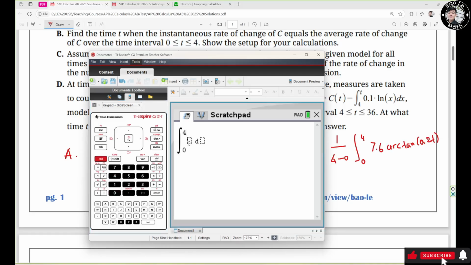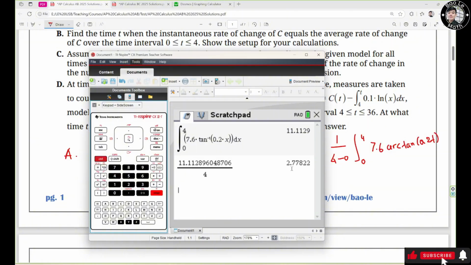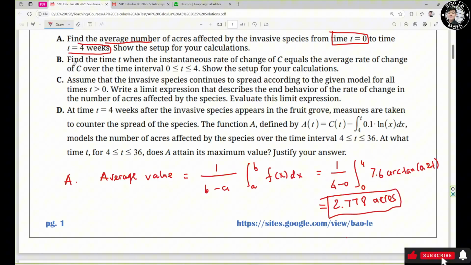And you hit enter. The answer is 11.1129. Now you need to divide by 4. Hit enter. It's going to be 2.778.